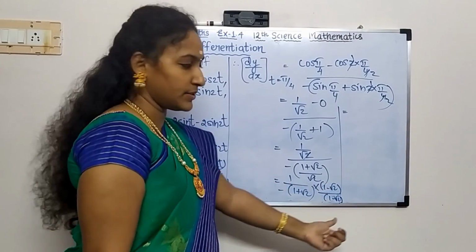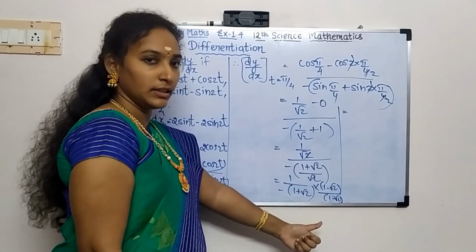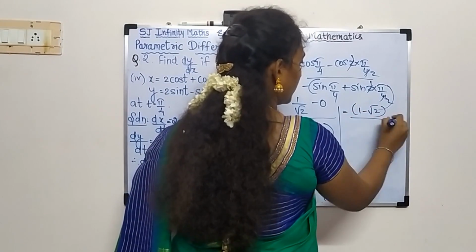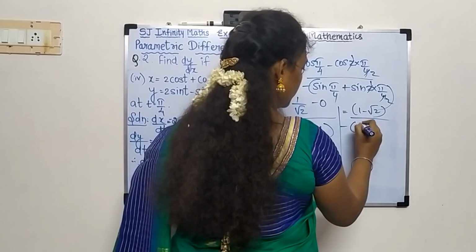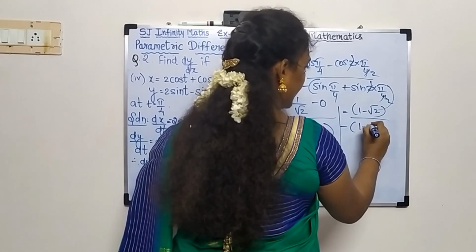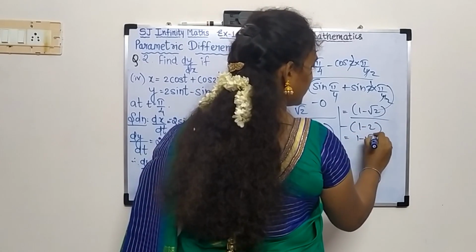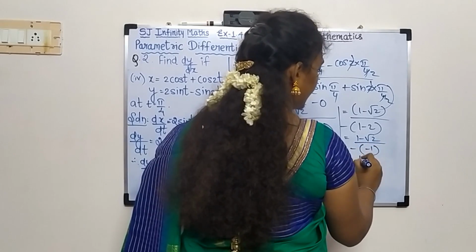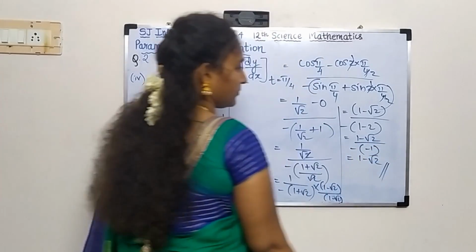rationalize with 1 minus root 2 in the numerator and in the denominator. So we get 1 minus root 2 upon minus into 1 minus 2. That is 1 minus root 2 upon minus into minus 1. That is 1 minus root 2.